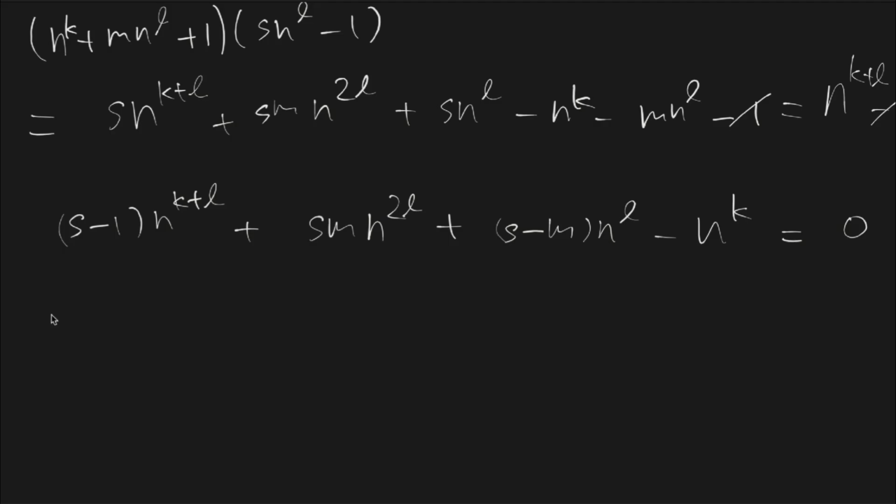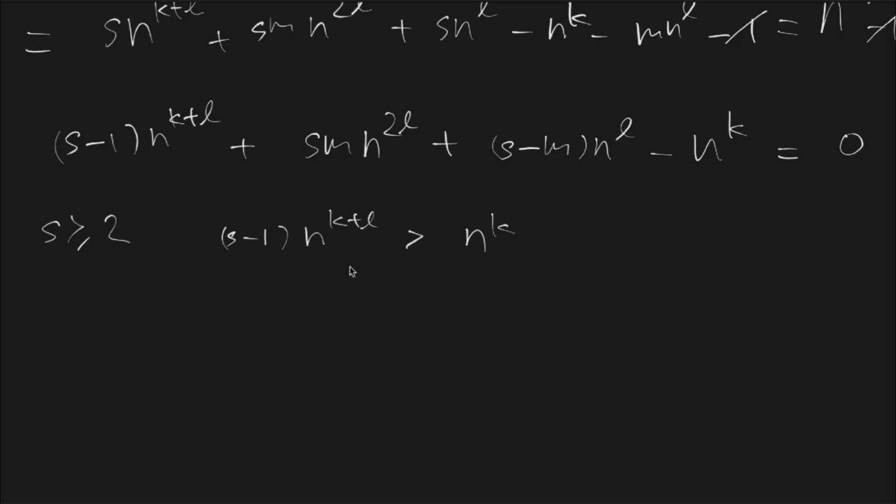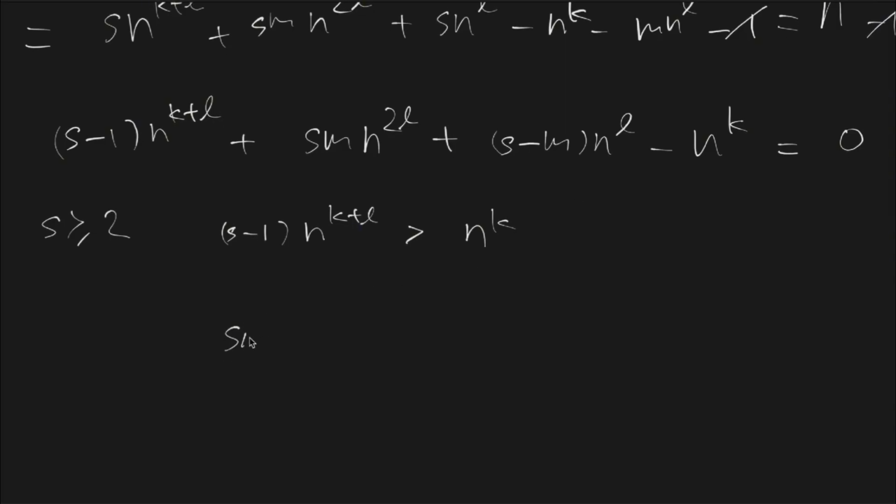Alright, so in the same spirit as last time, let's first assume for the sake of contradiction, s is greater than or equal to 2. We can first use a trivial bound. So this first term, s minus 1 times n to the k plus l, is trivially greater than n to the k. So we can already get rid of one of these negatives. So maybe we just prove that this thing is greater than the negative of this thing. So Sm n to the 2l, we want to prove this is greater than or equal to m minus s times n to the l.